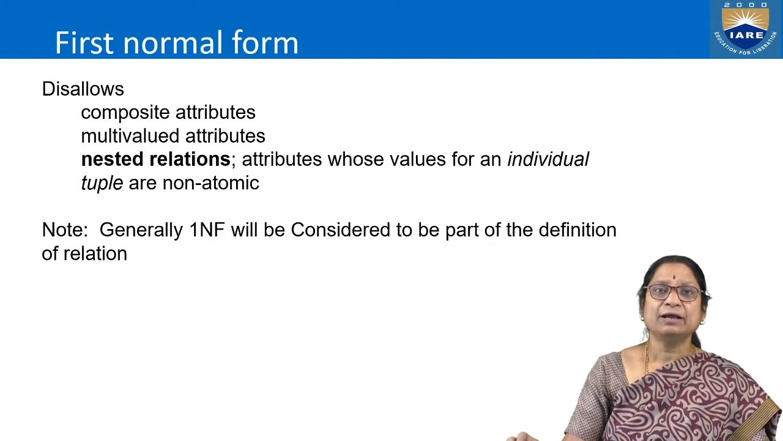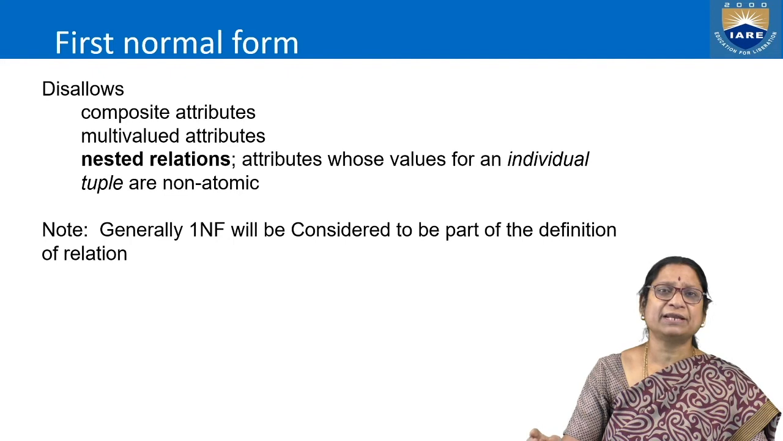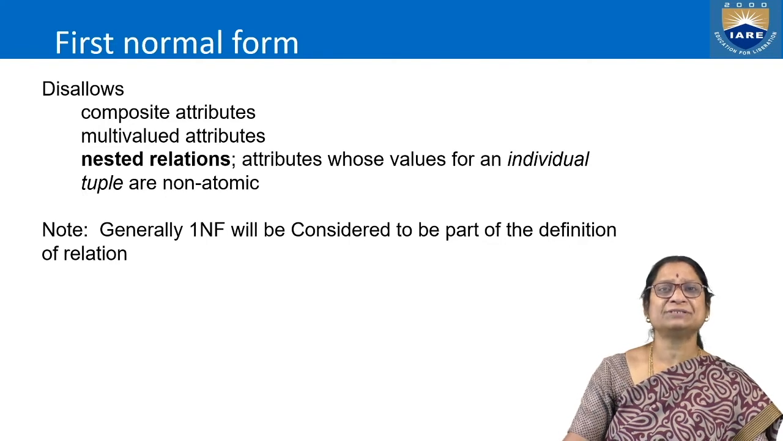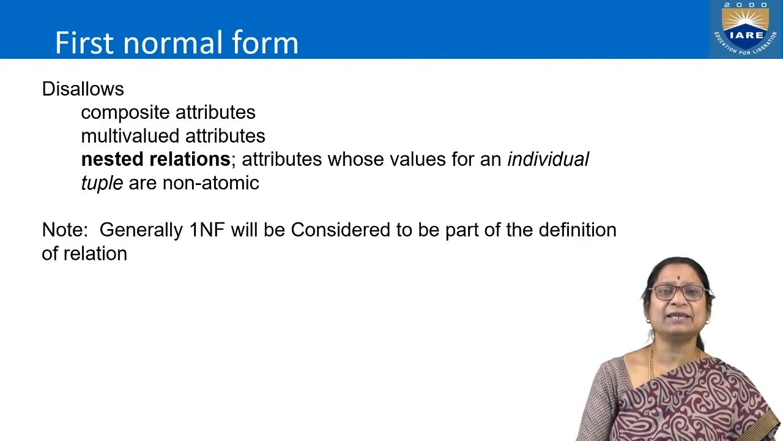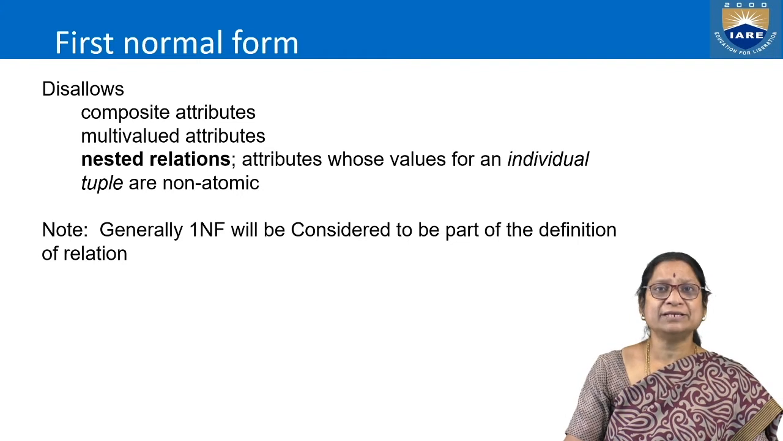Now, in general, what happens? These kinds of attributes we generally won't introduce in our relation schemas. Most of the time, only for example purposes have we taken them. But in real-time database design, we don't use any multi-valued or composite attributes nowadays at all. So generally 1NF is considered default as part of the definition of the relation itself. But to make sure that our relation schemas are in 1NF, we will check once again.